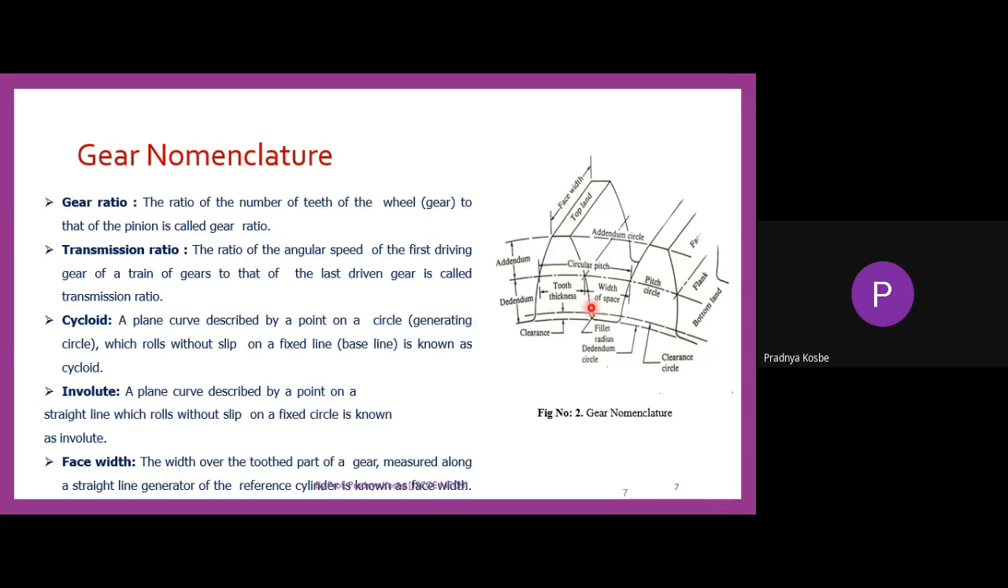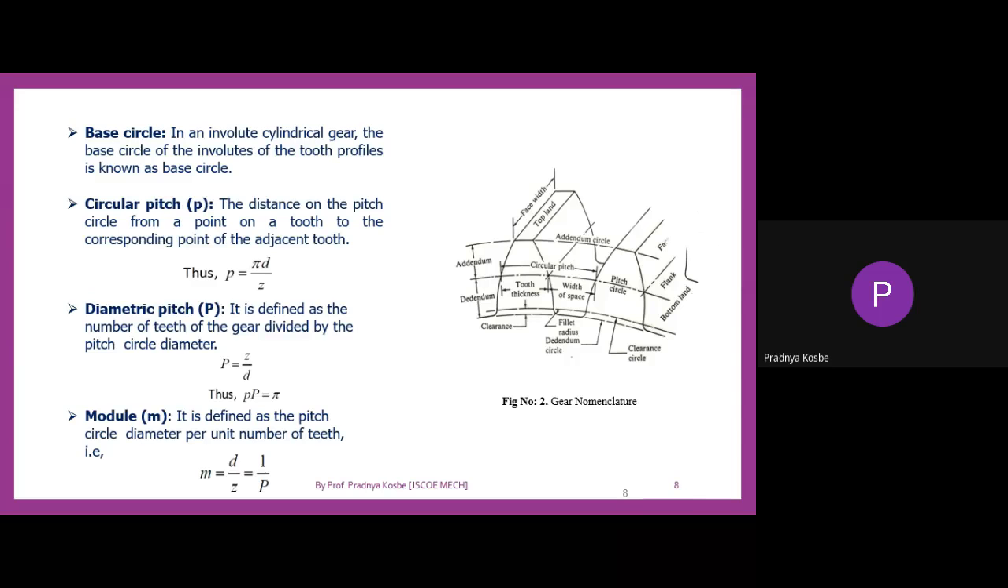Then face width. You can see here, face width is the width over the toothed part of a gear measured along a straight line generator of the reference cylinder. Base circle, it is the smallest circle. In an involute cylindrical gear, the circle of the involute of the tooth profile is known as the base circle.